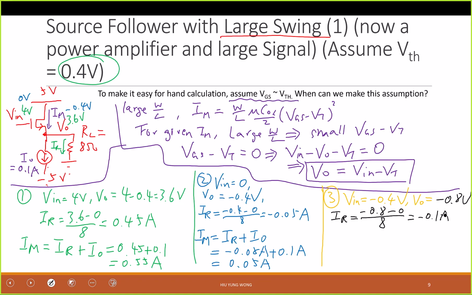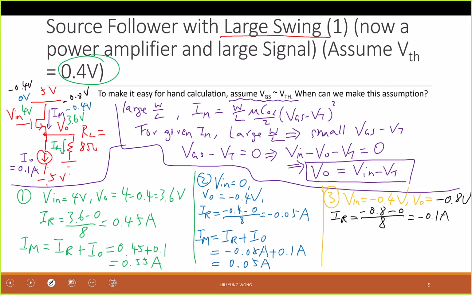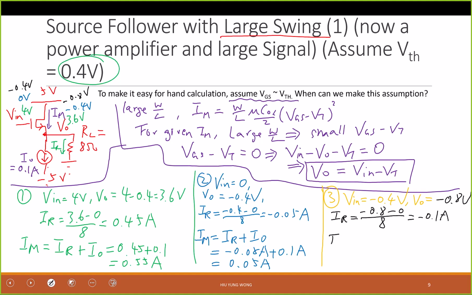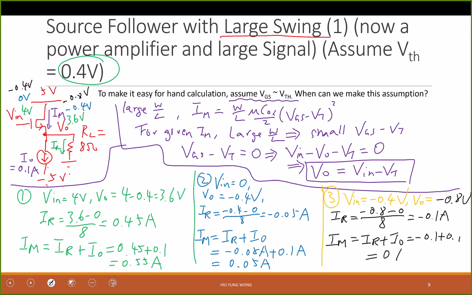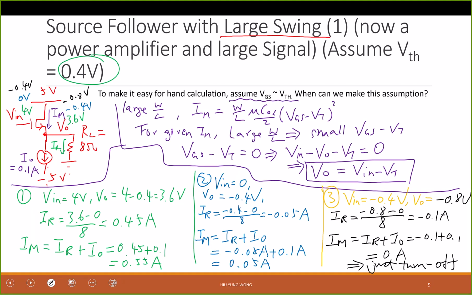Negative 0.1 ampere. So I have 0 coming down, right? So this becomes negative 0.8 volt, negative 0.4 volt. And then now my current is 0.1 going up, and this is drawing 0.1, right? So what is IM? 0. Simply, when a transistor has 0 current, it just turned off. Okay? So maybe we can also assume this is correct, in the transition region.